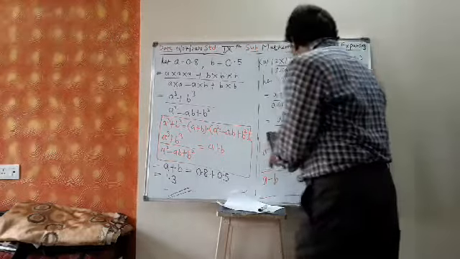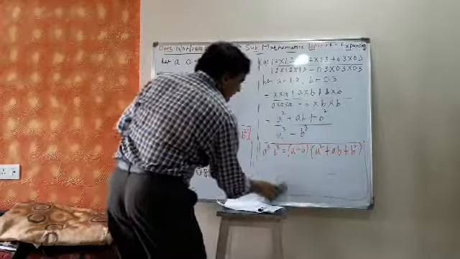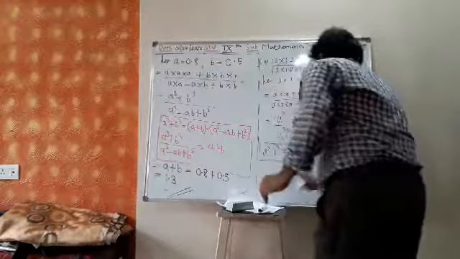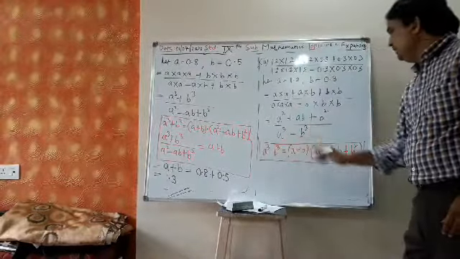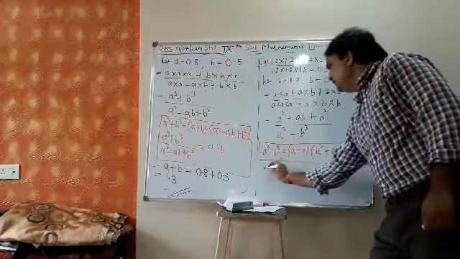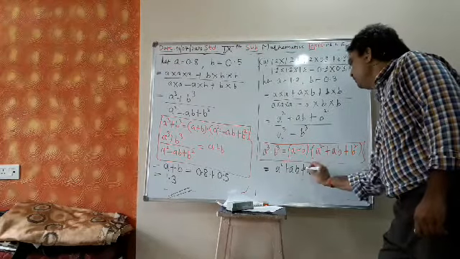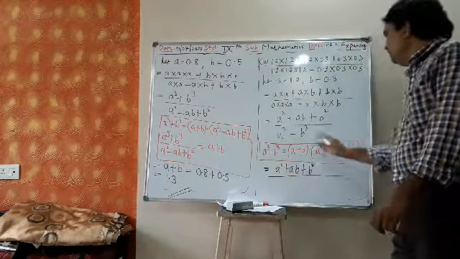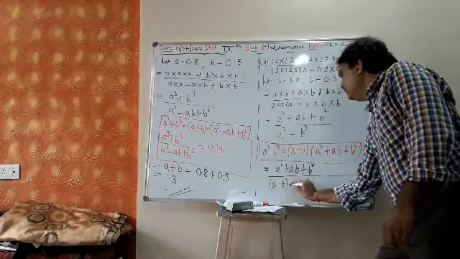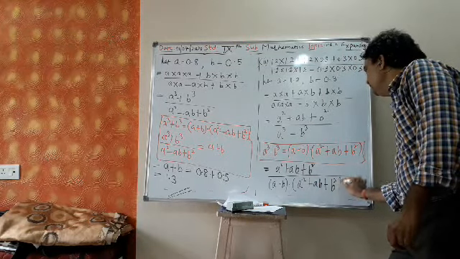Wait. If you are confused, you write the formula up to this much. Now let us put the value of a cube minus b cube in this. So this becomes a square plus ab plus b square divided by a cube minus b cube. I will write the formula for a cube minus b cube: a minus b into a square plus ab plus b square.